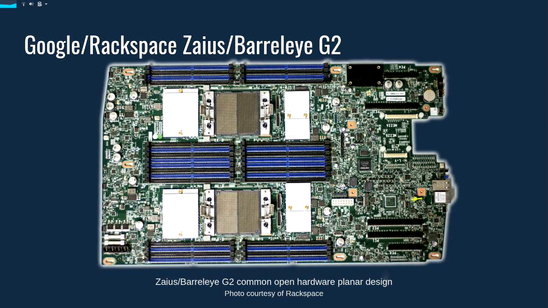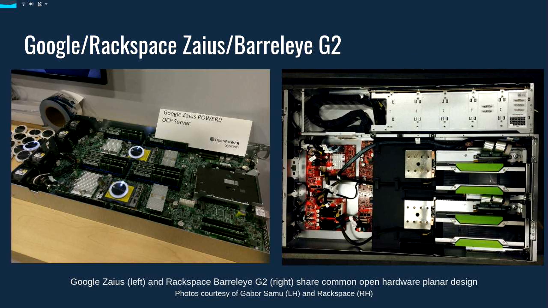This first system, I think, is arguably one of the more interesting ones, not least because of who collaborated on it. It's a thing called Zaius, or Barreleye G2. It was a collaboration between Google and Rackspace, who worked together to develop this planar, a couple of Power 9 CPUs, a ton of memory, and the option for either OpenCAPI or NVLink interconnects off the board. You can see the basic motherboard or planar design was then used by the two companies in one or two different variations in the data center.